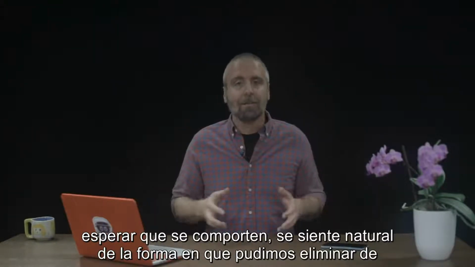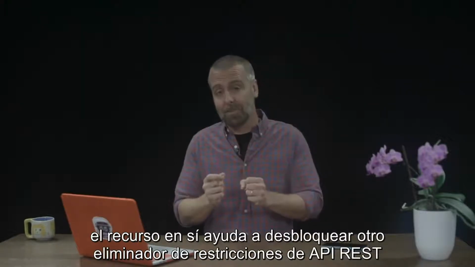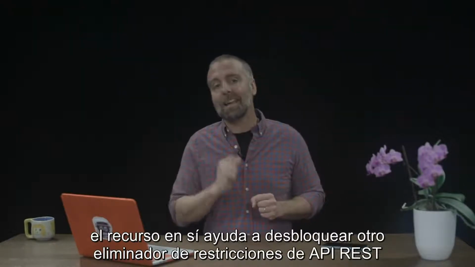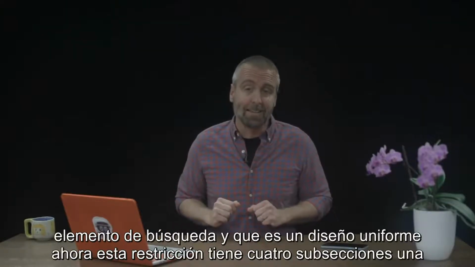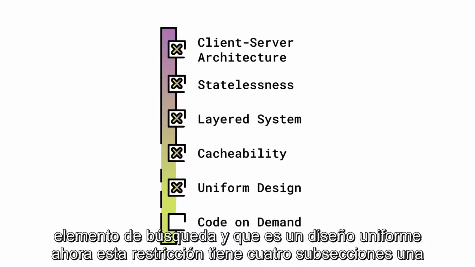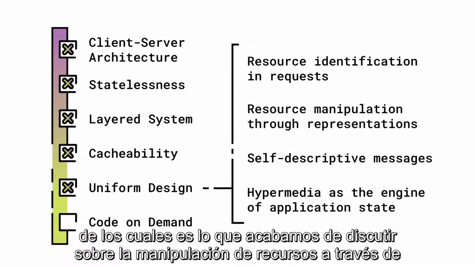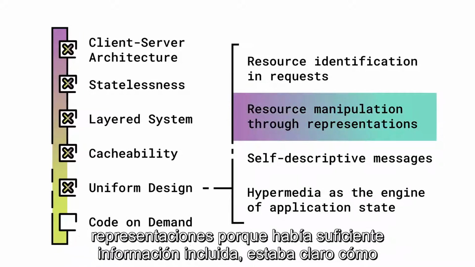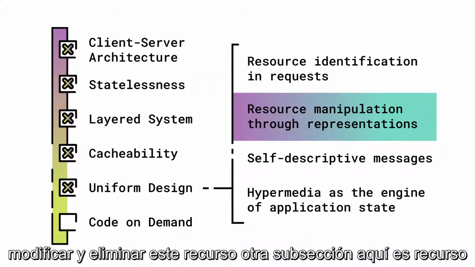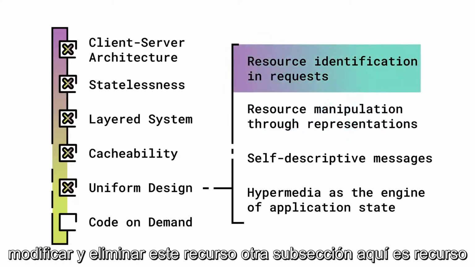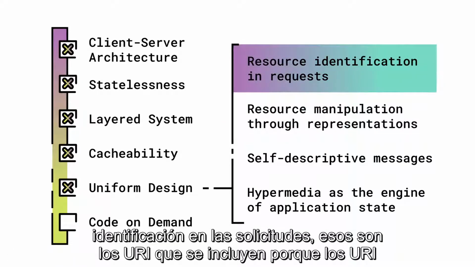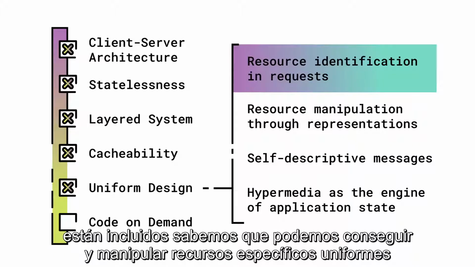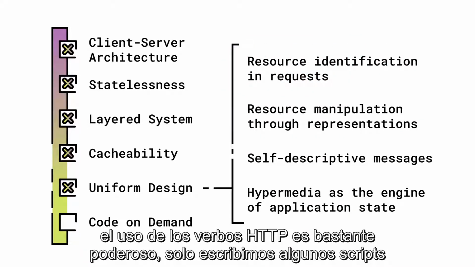It feels natural. The way that we were able to delete from the resource itself helps to unlock another REST API constraint scavenger hunt item, and that is uniform design. Now this constraint has 4 subsections, one of which is what we just discussed, resource manipulation through representations. Because there was enough information included, it was clear how to modify and delete this resource. Another subsection in here is resource identification in requests. Those are the URIs that are included. Because the URIs are included, we know that we can get and manipulate specific resources. Uniform use of the HTTP verbs is pretty powerful.